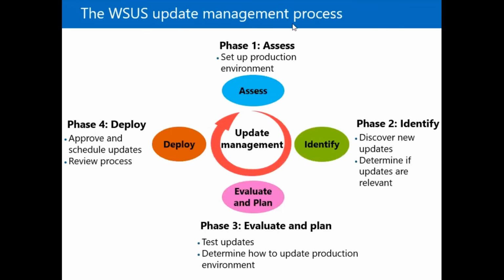Now, the WSUS update management process. We have phase 1, assess: set up the production environment. Then phase 2, identify: discover new updates, determine if updates are relevant. After that, phase 3, evaluate and plan: test updates, determine how to update the production environment. And then phase 4, approve and schedule updates and review the process. So all these phases are related to update management.